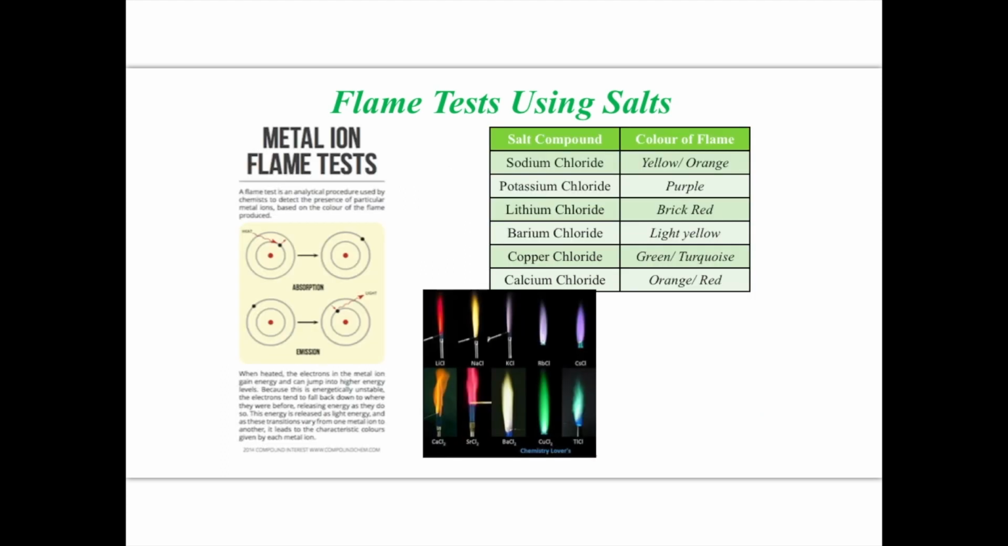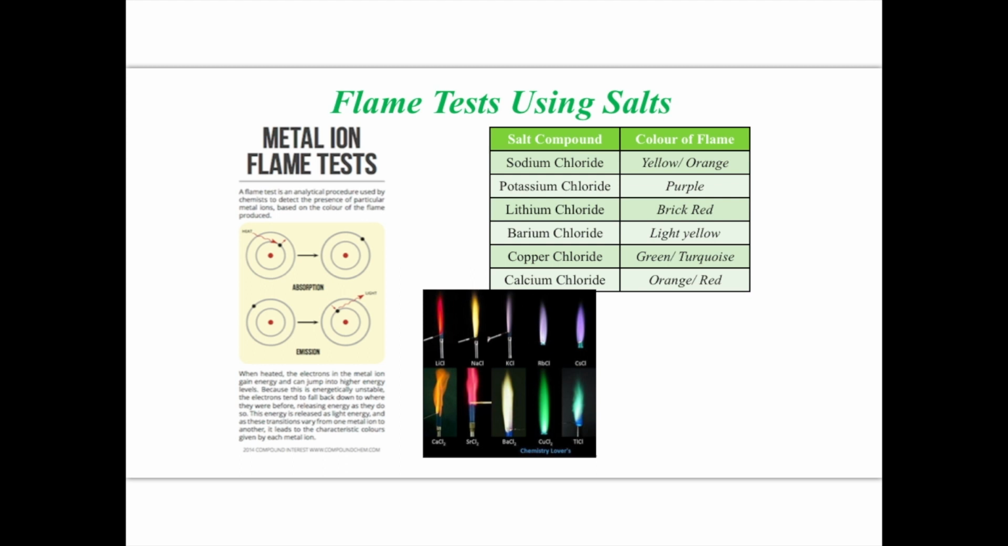Okay, so hopefully you remembered some of them. We had sodium chloride would change the flame yellow and orange. Potassium chloride would change it to be purple. Lithium chloride would change it to be brick red. Barium chloride would change it to be light yellow. And copper chloride would change it to be green or turquoise. Calcium chloride would change it to be orange or red.